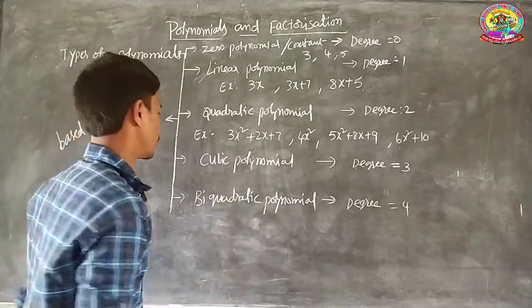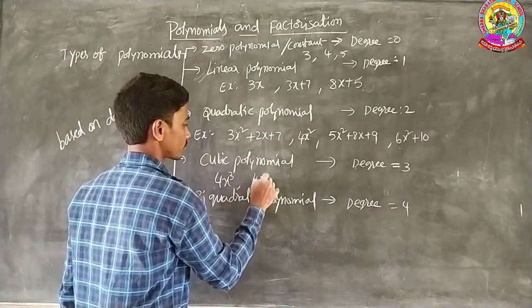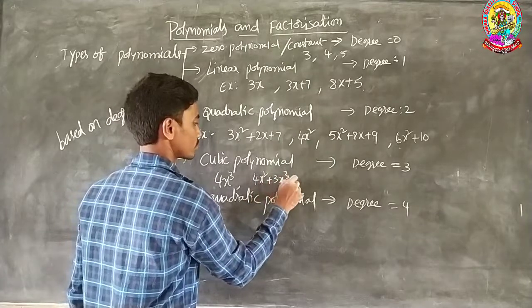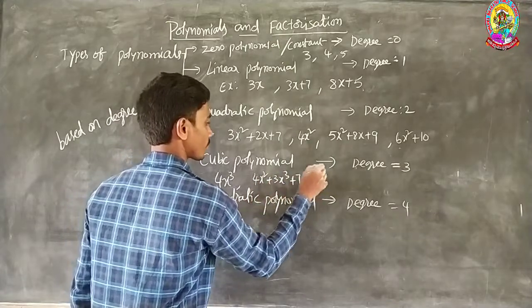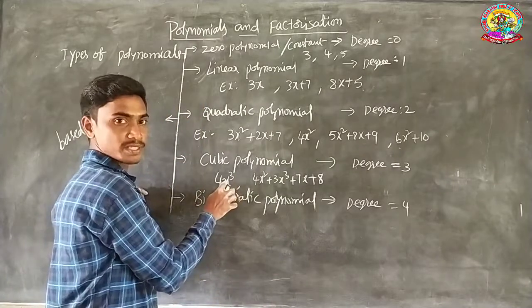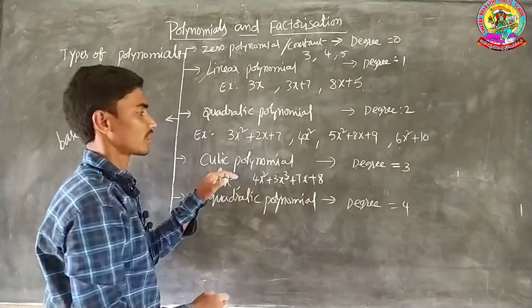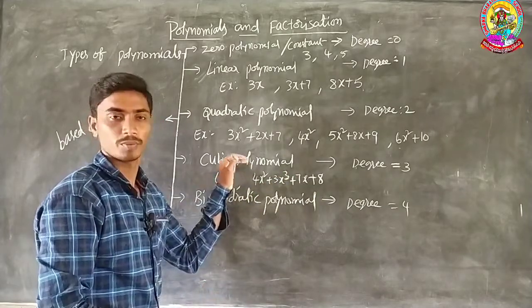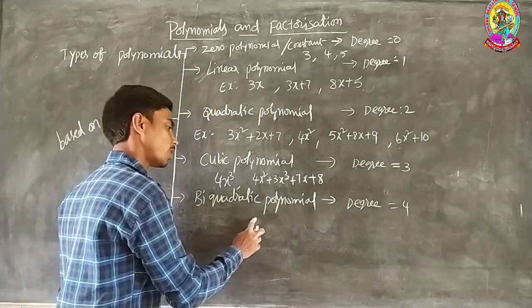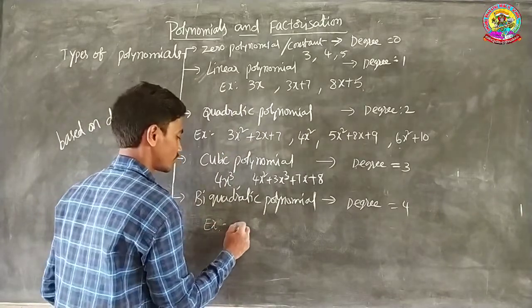Next, cubic polynomial. 4x cube is a cubic polynomial. Here in 4x cube, the highest power is 3. The highest power in this expression is 3. So that's why it is called a cubic polynomial. Next, biquadratic polynomial, which means the expression must have the highest power 4.